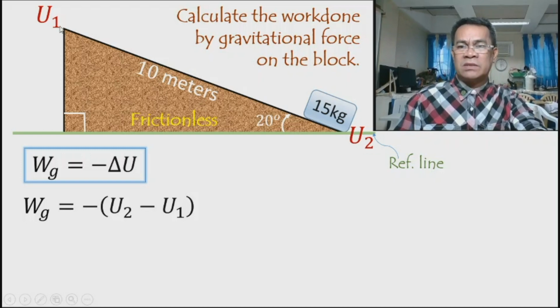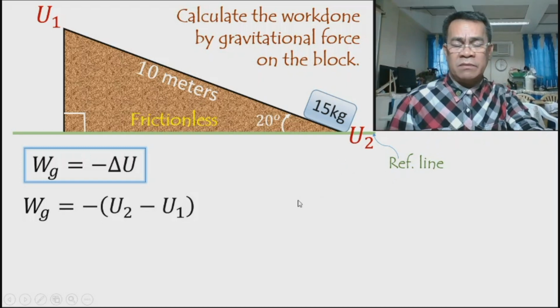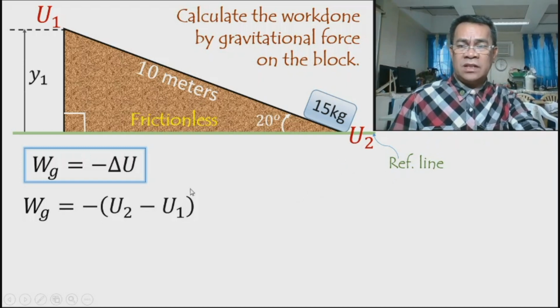And our y is positive. If you place the reference line above, okay, U1 is 0, but your y should be negative. Sometimes working with negative values makes it difficult, but again, you can use any of them. So for now, we have this reference line at the lower end of the inclined plane. Therefore, y1 is this height. Okay, so we need this height.